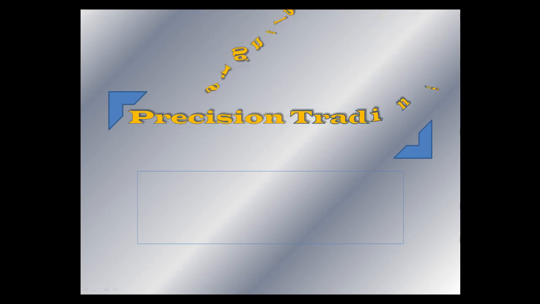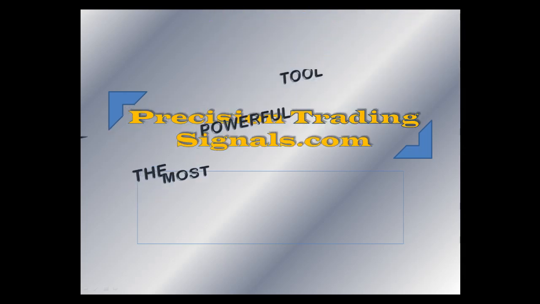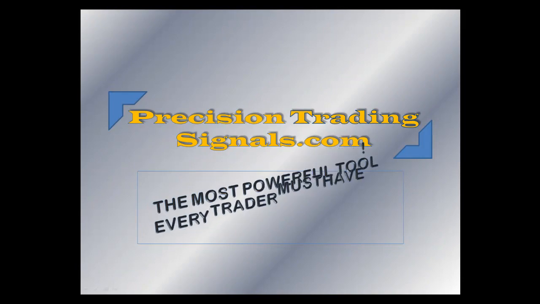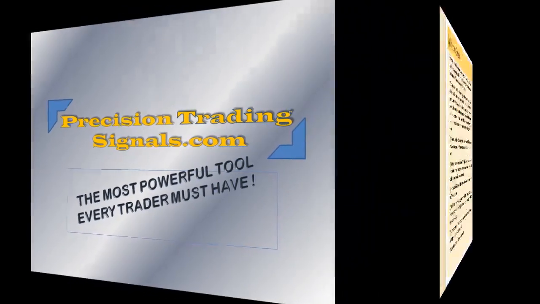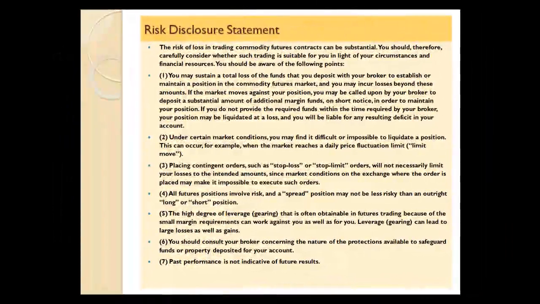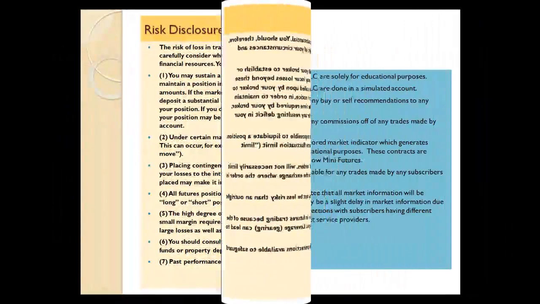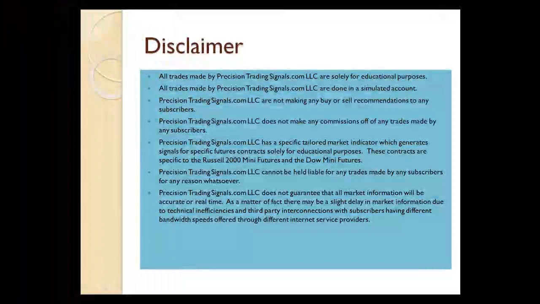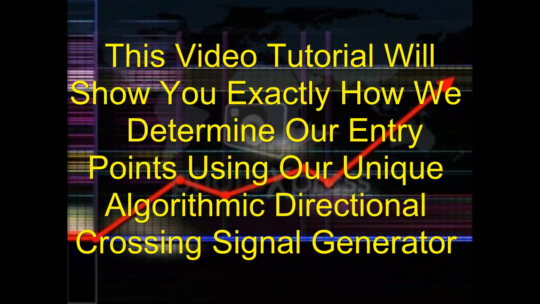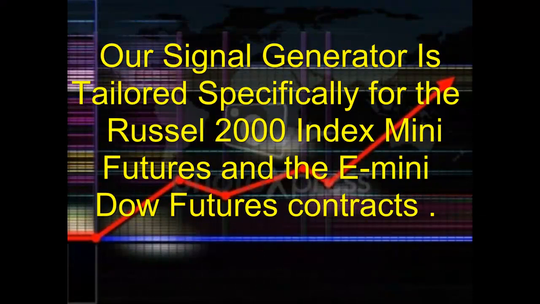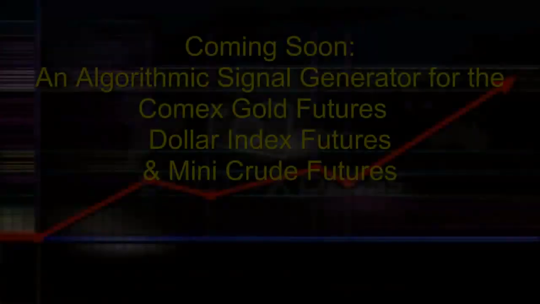This is a tutorial that will show you exactly how our algorithmic directional crossing signal generator works. And what you are about to witness will be typical trade setups. Now we're going to show you exactly how we determine our entry points. Our signal generator is tailored specifically for the Russell 2000 Index Mini Futures and the Emini Dow Futures contracts.